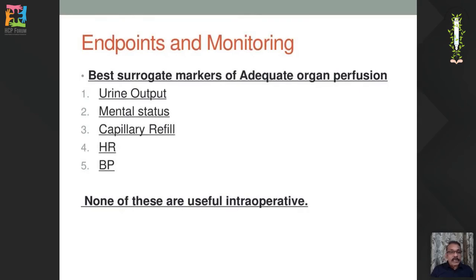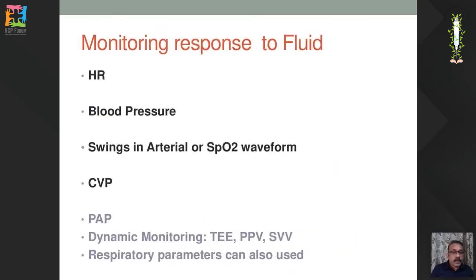How we need to manage is we have to put some endpoints and monitoring, like medicine. I already said that fluid should be used as a medicine. The best surrogate markers of organ function are urine output, mental status, capillary refill, heart rate, and blood pressure. And intraoperatively, none of these are useful. So what is left for us is the heart rate, blood pressure, swings in the arterial or pulse oximeter waveform, and the CVP.